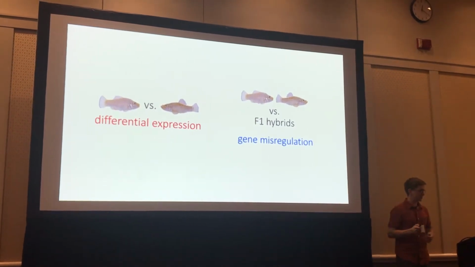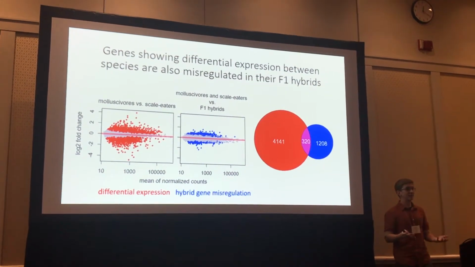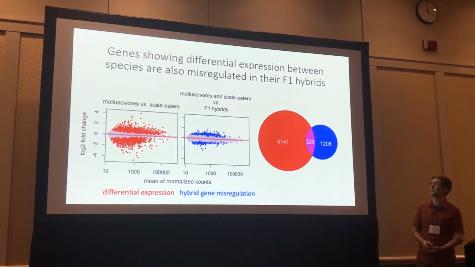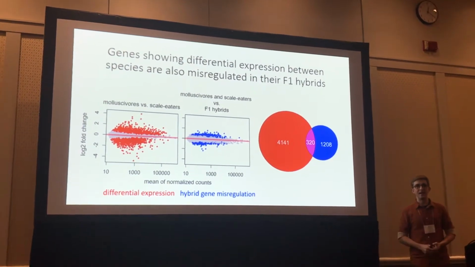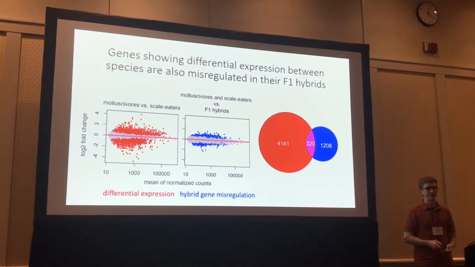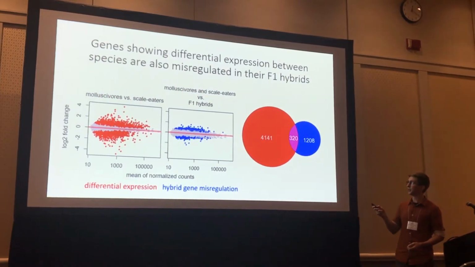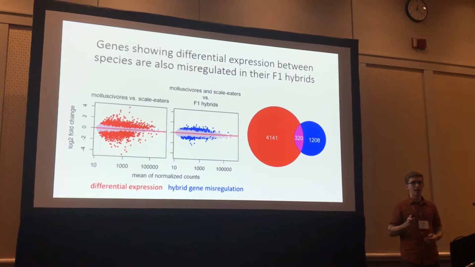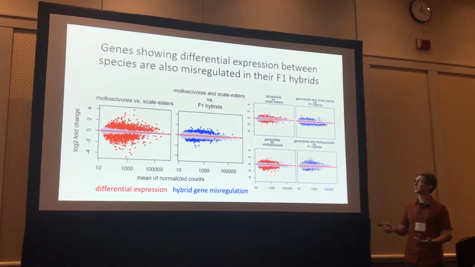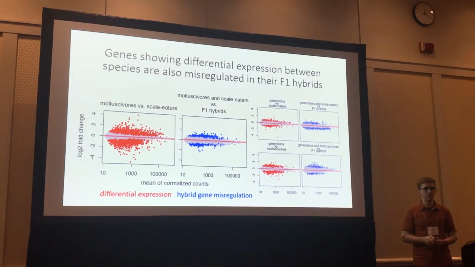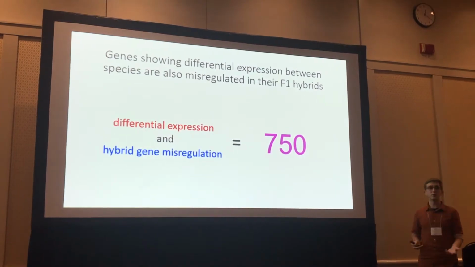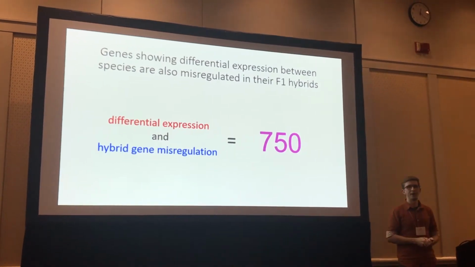Okay, so now we have both pieces of the puzzle. We have differential expression and gene misregulation. And excitingly, we do see a lot of genes that are differentially expressed between species and misregulated in their F1 hybrids, and not just in the specialist comparisons that I'm showing here, where 300 genes overlapped. I also found overlap in the crosses involving generalists and each of the specialists, so that in total there were 750 genes that showed this expression pattern.